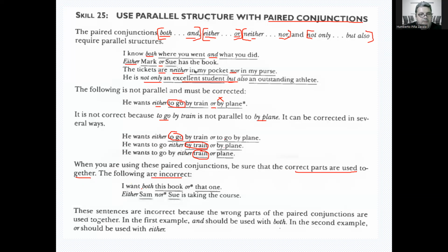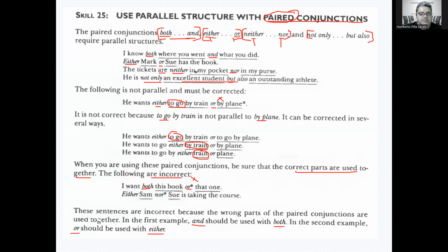This is incorrect: I want both this book or that one. It was both this and this, both and. Or: Either Sam nor Sue is taking the course. No, it's either or, neither nor. We're not going to mix them, it's not a mix and match kind of thing. You have your partner and you're going to work with that partner. That's why we call it pair conjunctions. They always work in pairs. These sentences are incorrect because the wrong parts of the pair conjunctions are used together. In the example, and should be used with both, and or should be used with either.